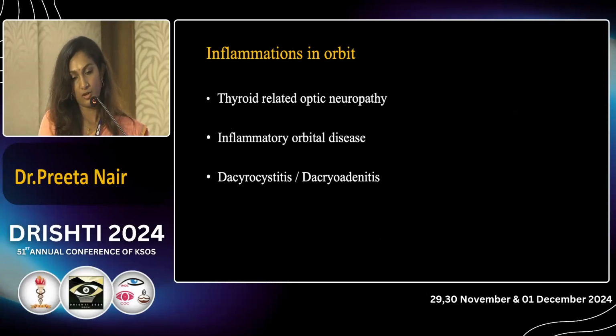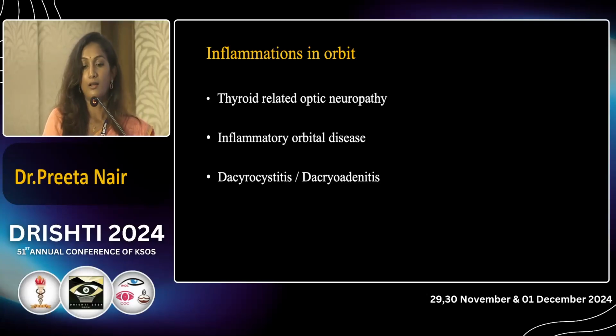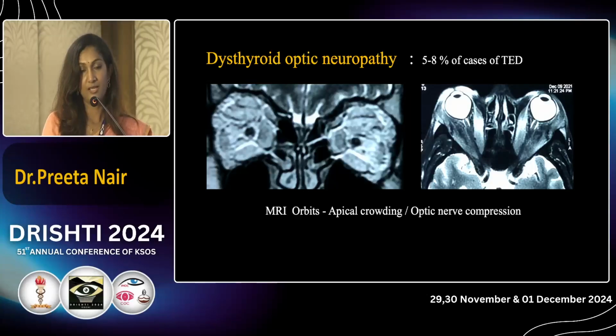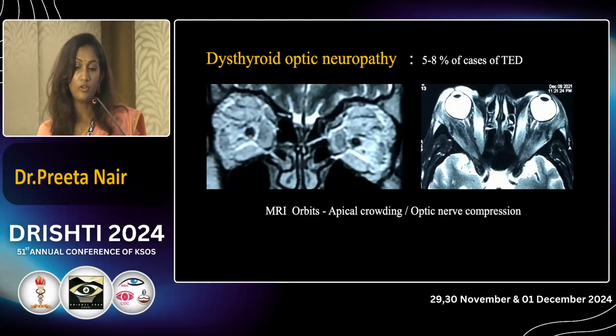Various inflammations in the orbit that you commonly see are like thyroid-related optic neuropathy, where you can expect an emergency in case of dysthyroid optic neuropathy, which presents in 5 to 8 percent of cases of TED. If you go ahead with imaging, you can see such a picture where you can see the enlarged ocular muscles compressing the optic nerve at the apex. A picture where you see apical crowding or optic nerve compression is important because it's going to be vision threatening for the patient.